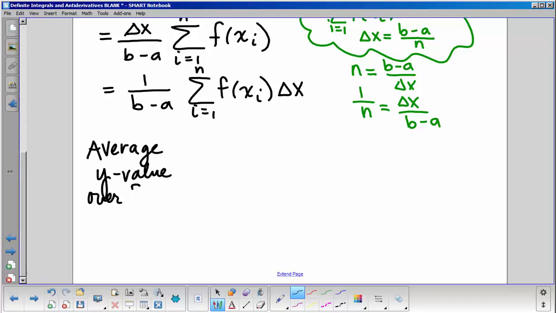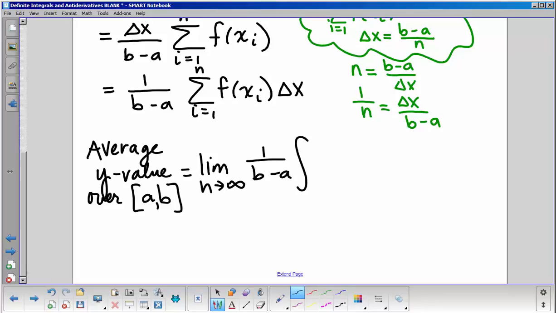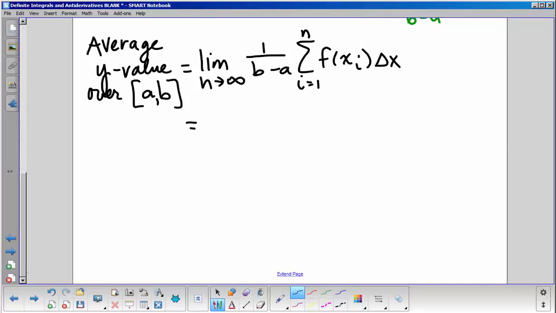over the interval from a to b is equal to the limit as n goes to infinity of 1 over b minus a times the sum, not integral yet, sum, of f of x sub i delta x, from i equals 1 to n, and we're taking that to infinity. Now 1 over b minus a is a constant, so I'm going to pull that out in front.